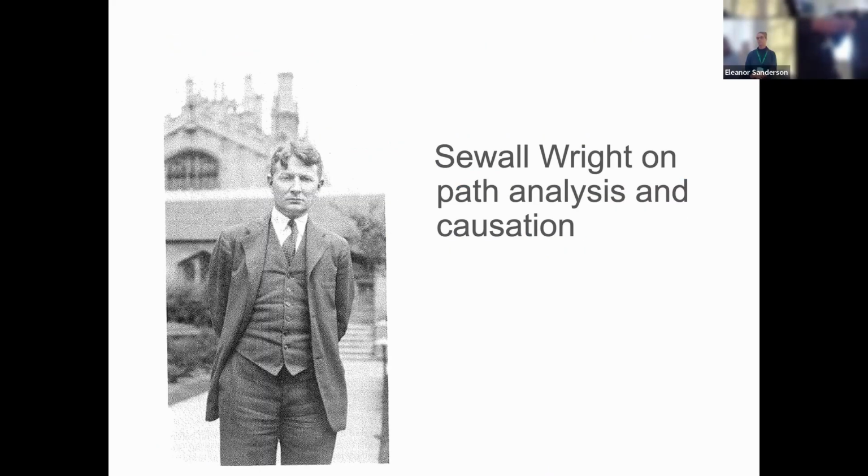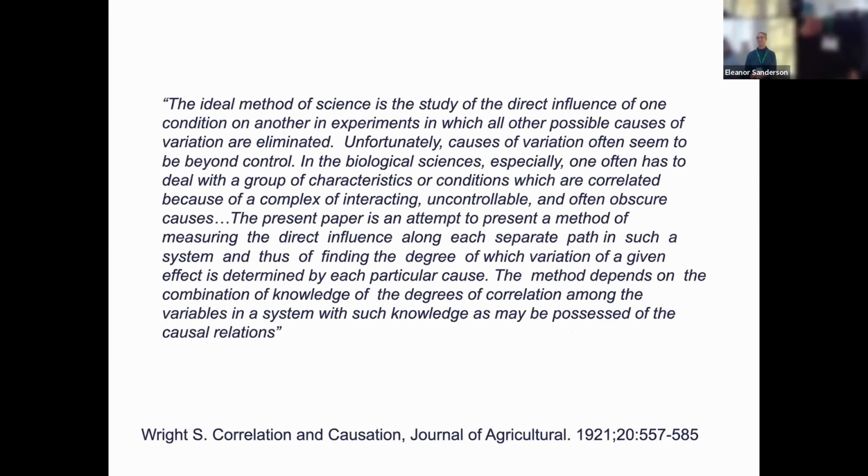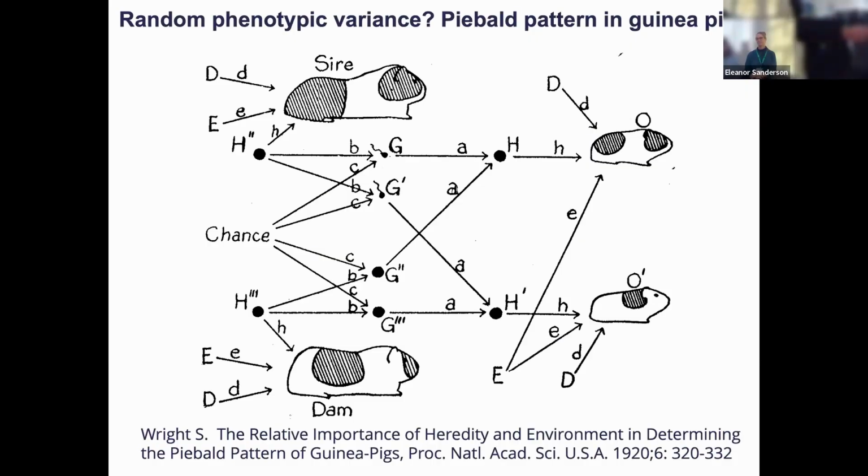The other foundational evolutionary thinker and mathematician was Sewall Wright, who introduced path analysis. In the biography of Wright, who died at 98, Jim Crow said that Wright read his father's maths books and learned to extract cube roots before entering school, a skill that he said brought instant, lasting unpopularity with the other students, which I'm sure some people will recognise. And his first path analysis that was accompanied by a path diagram, he had done work a bit before this.